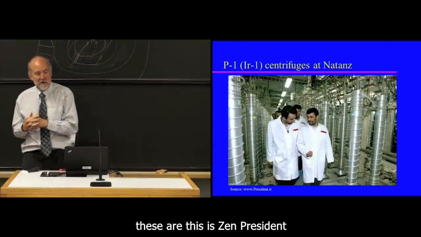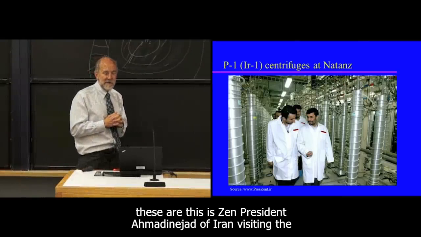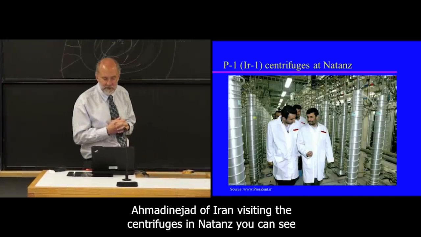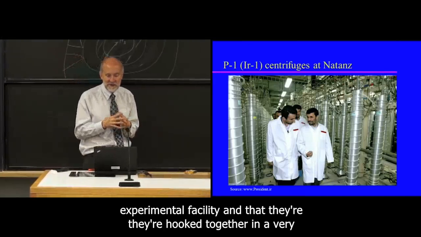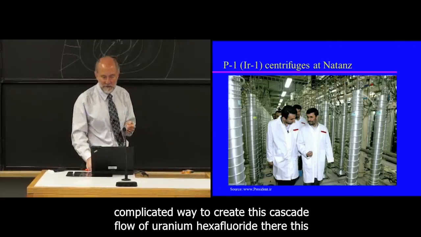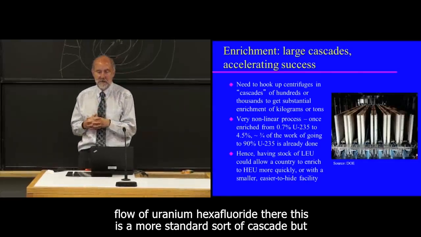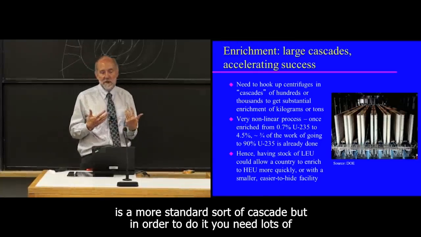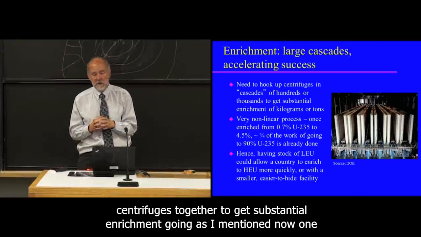This is then President Ahmadinejad of Iran visiting the centrifuges in Natanz. You can see it's almost like an experimental facility in that they're hooked together in a very complicated way to create this cascade flow of uranium hexafluoride there. This is a more standard sort of cascade, but in order to do it, you need lots of centrifuges together to get substantial enrichment going, as I mentioned.